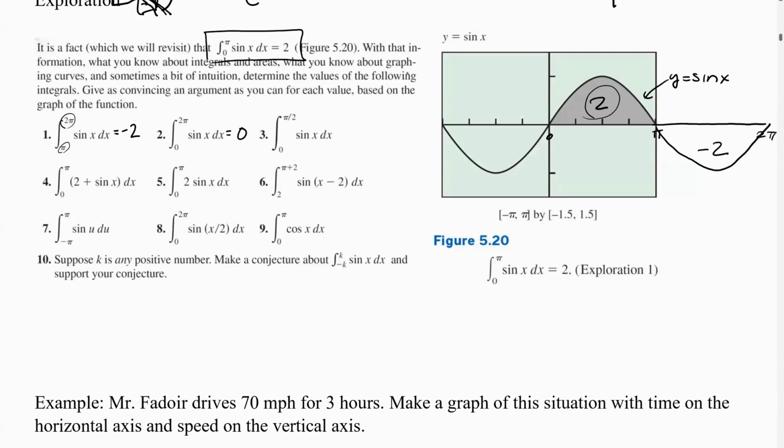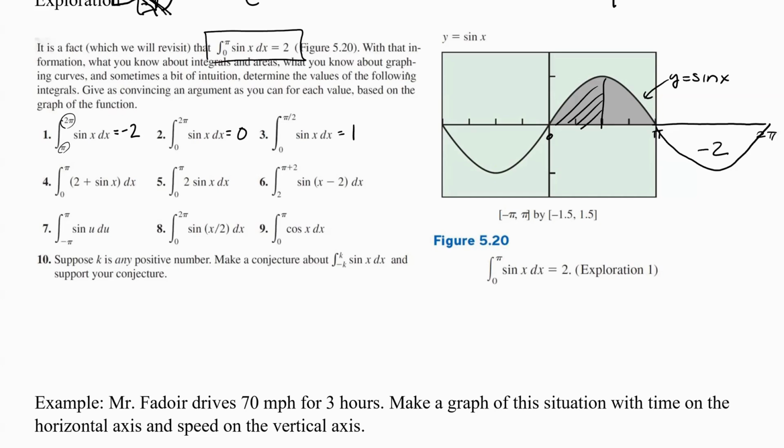All those positive rectangles and negative rectangles cancel out. How about only if we stop at pi/2 right here? Only looked at that part. Well, we know that sine is symmetric. Is it reasonable to think that that integral will be 1? Sure. Okay. What about 2 plus sine x?